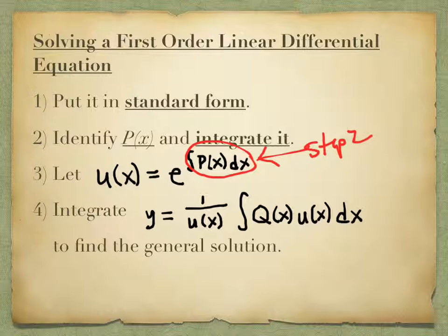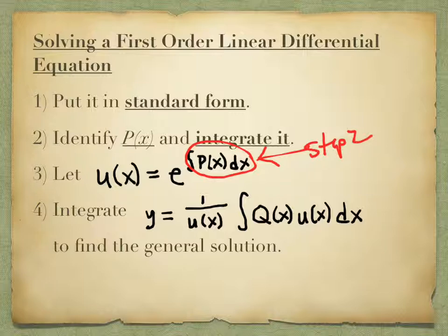Now take a look at step 4. Step 4 sort of looks like you're doing something weird. Why? What looks weird about step 4 to you? Because to me, it almost looks like all I'm doing is integrating q of x. Do you see that? I've got u of x inside, and I've got 1 over u of x outside. So it almost feels like I should be able to just cancel those out. That's incorrect. It doesn't work like that. But that's what it looks like you're almost doing.